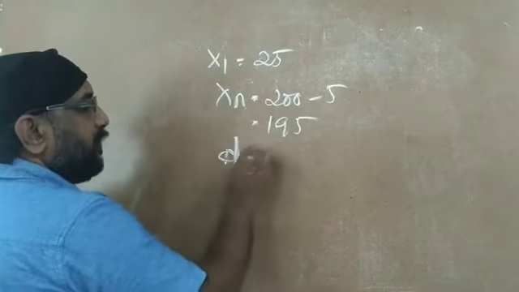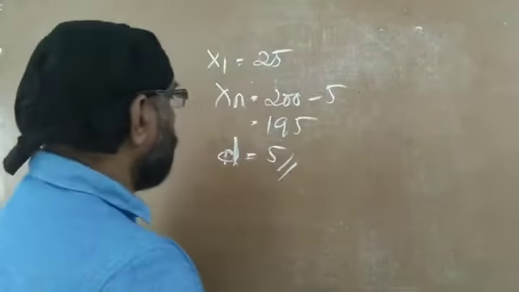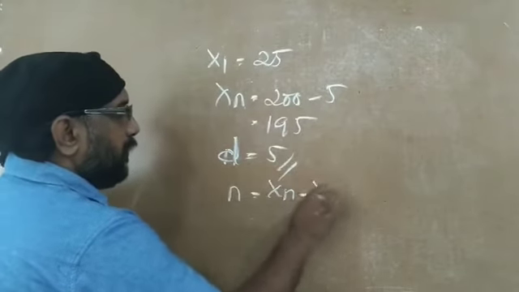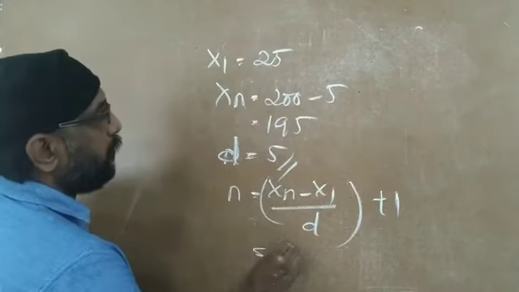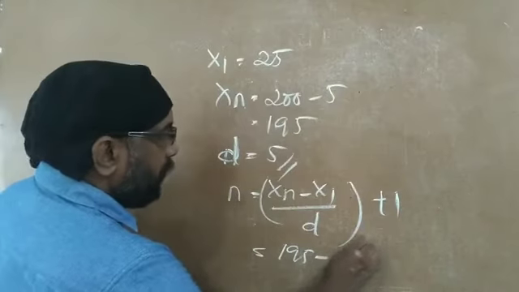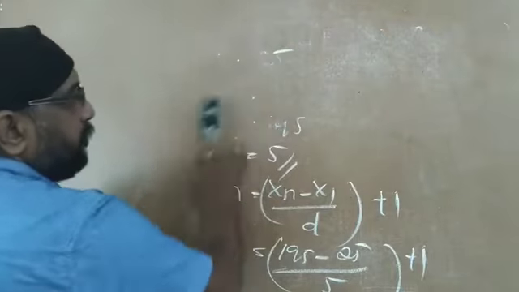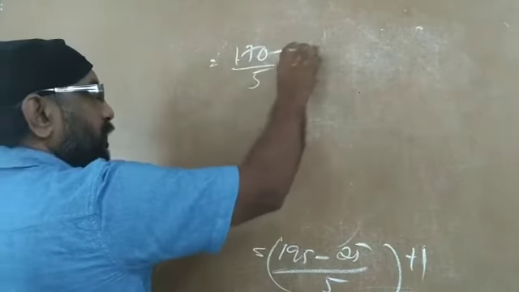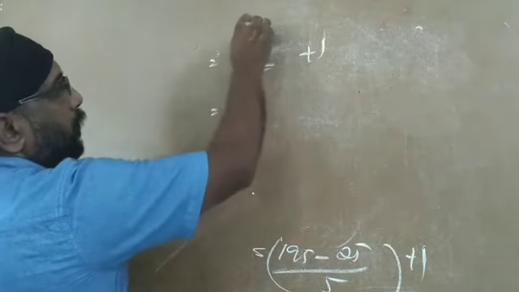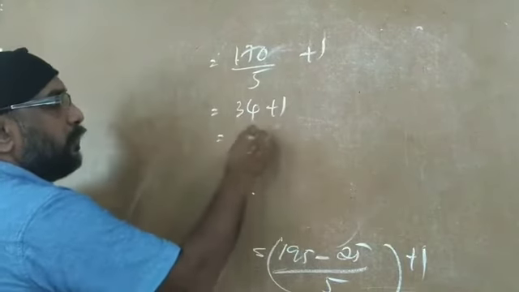Now, common difference d is equal to 5. Multiples of 5 is an AP with the common difference 5. So, n is equal to xn minus x1 by d plus 1. It is equal to 195 minus 25 by 5 plus 1. What will be the final answer? 195 minus 25 means it is equal to 170 by 5 plus 1. It is equal to 34 plus 1 is equal to 35.